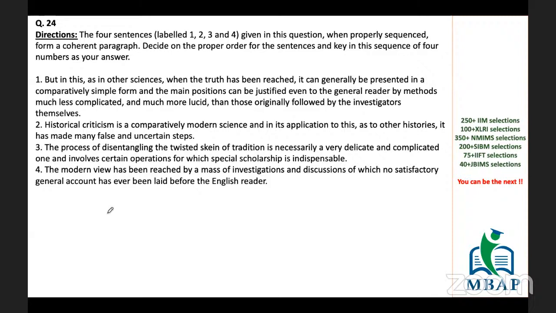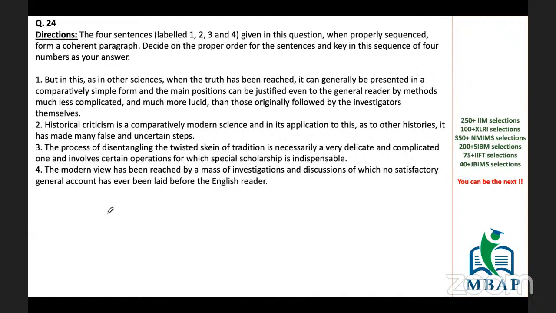Again, but in this, as in other sciences, when the truth has been reached, it can generally be presented in a comparatively simple form, and the main position can be justified even to the general reader by methods much less complicated and much more lucid than those originally followed by the investigators themselves. Historical criticism is a comparatively modern science, and in its application to this, as to other histories, it has made many false and uncertain steps.